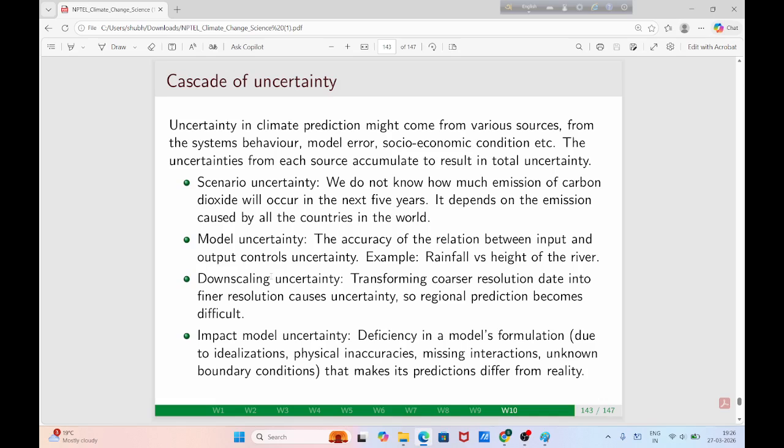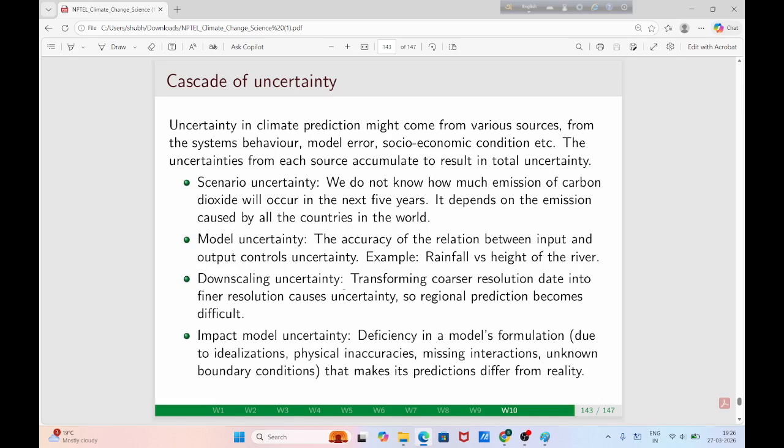Downscaling uncertainty: though we are trying to downscale or get the regional value in a final resolution, there might always be inaccuracies because we don't know the ground truth. We're just assuming, using statistical and dynamic relationships. That's why the downscaling uncertainty is also present. It is always present in this process.